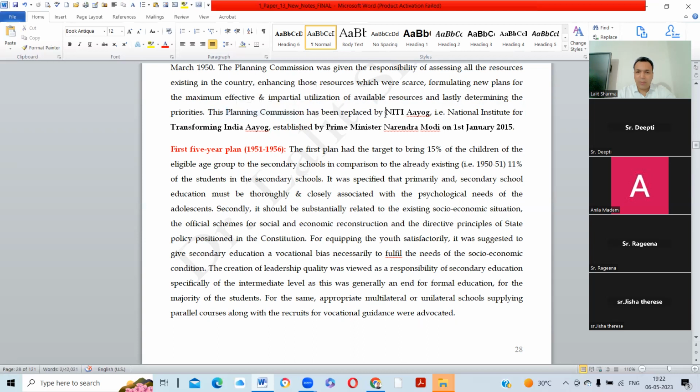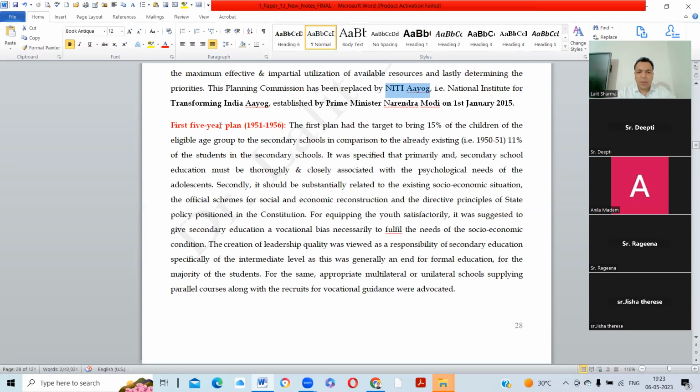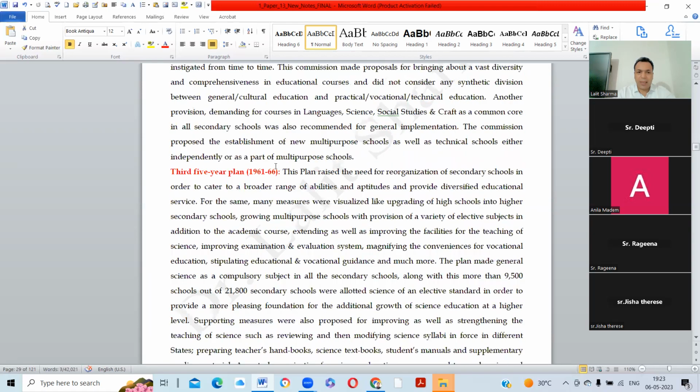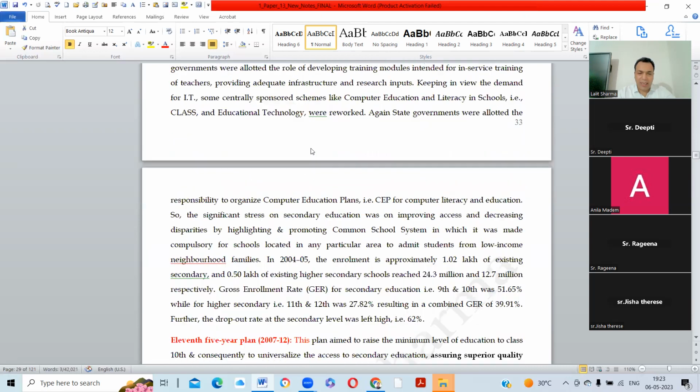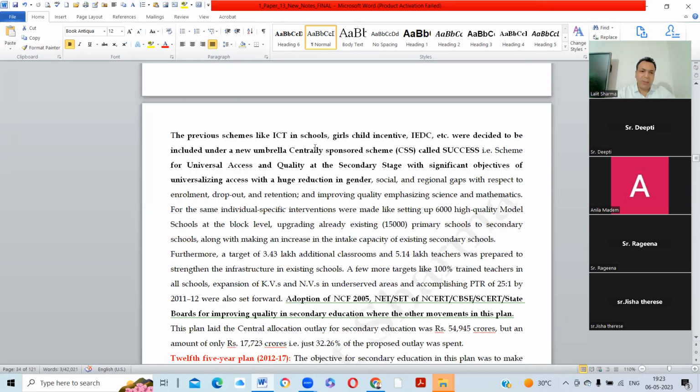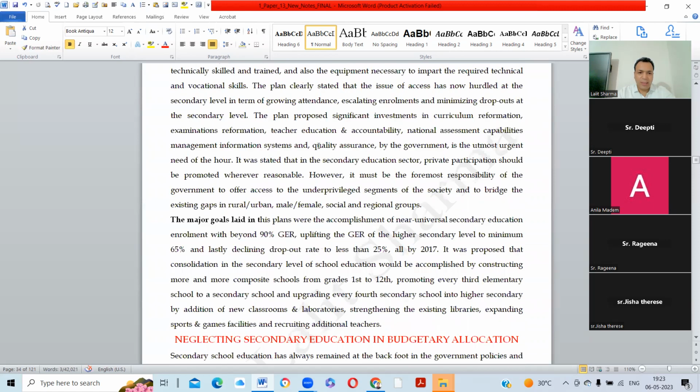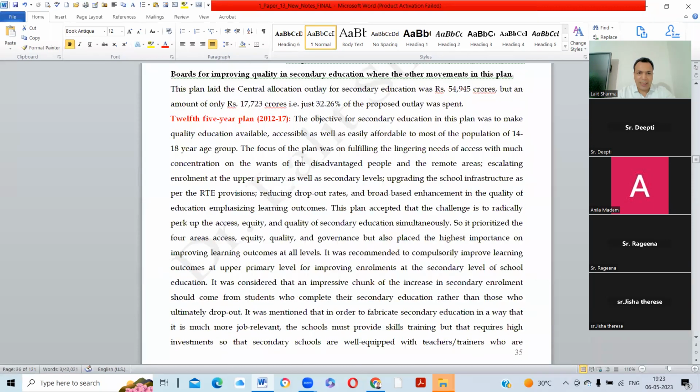Presently, our Prime Minister Modi ji replaced the name. See, the Transforming India Aayog was established by Prime Minister Narendra Modi on 1st January 2015. So you have to talk about the first plan, second plan, third plan, fourth plan, and up to the twelfth plan for the upliftment of secondary education. See, the last plan running is 2012 to 17. This is the twelfth five-year plan.